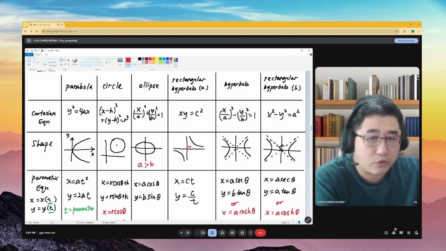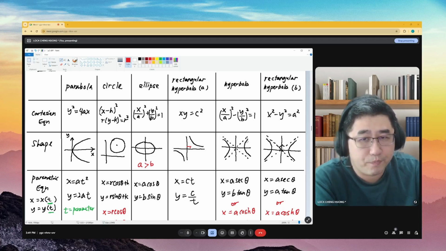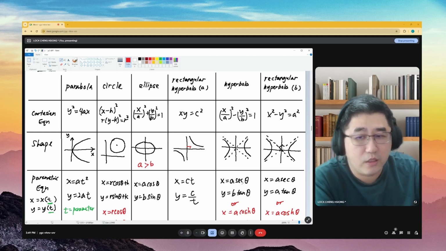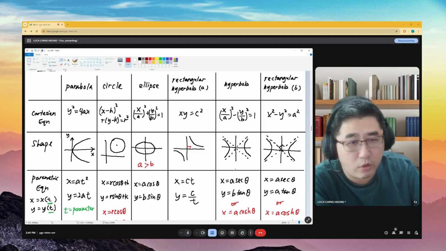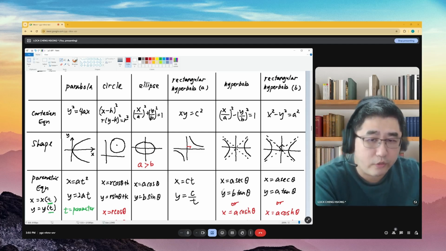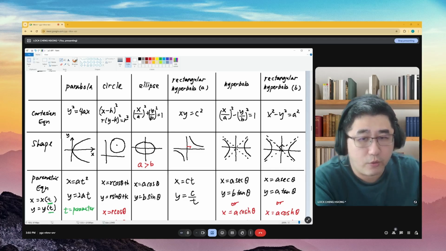Then a hyperbola: x squared over a squared minus y squared over b squared. This is a horizontal hyperbola, because it can be a left-right hyperbola or an up-down hyperbola. This is a left-right hyperbola, so x will be in front. Then I have x equals a secant theta, y equals b tangent theta. You can see it starts getting more and more complex, now even involving trigonometry.